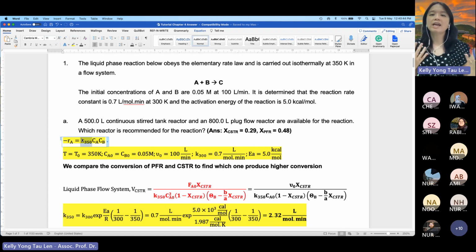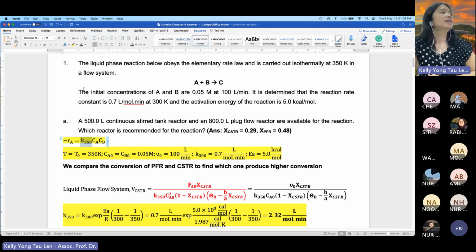If you have k at any other temperature, you have to naturally understand, you have to find the k at your reaction temperature. Kamu tak boleh guna k pada suhu yang berlainan. Kena pada suhu tindak balas. Sebab nilai k will change with temperature. Okay, so establish dah. Dalam rate law saya, nilai k ni mesti pada 350 Kelvin.